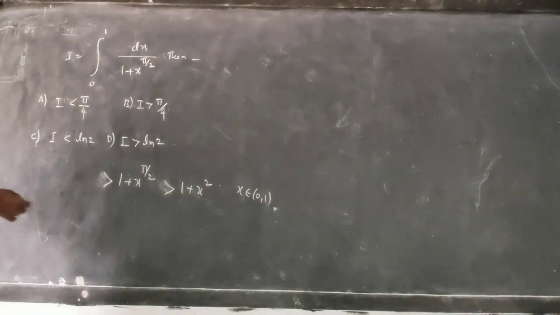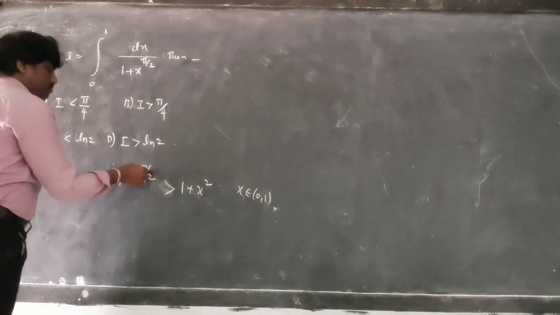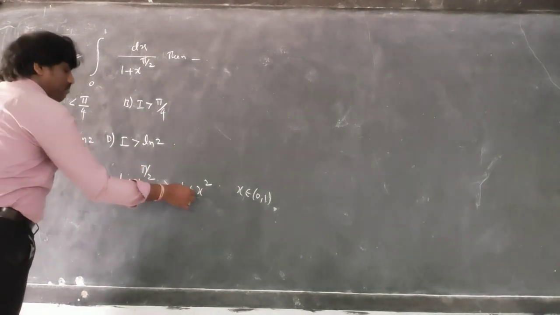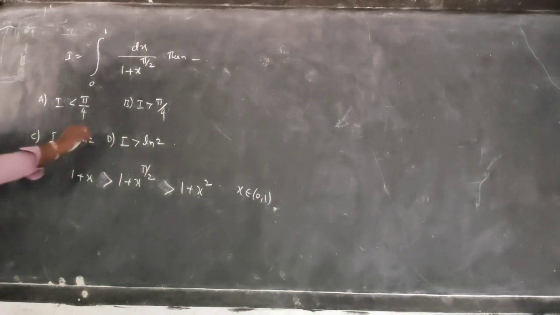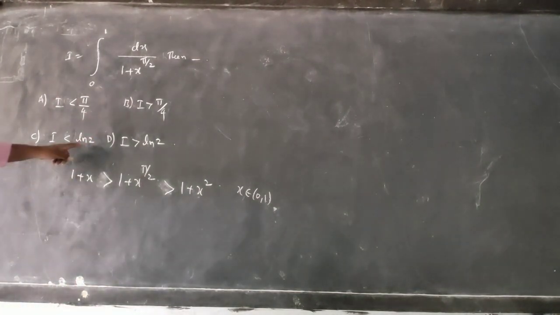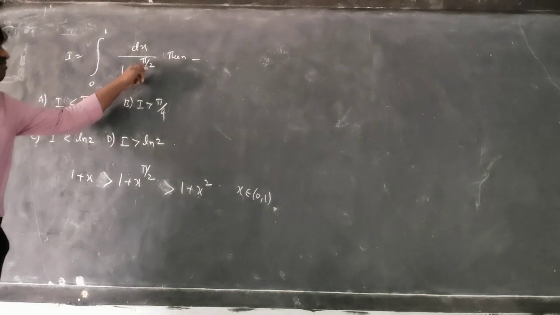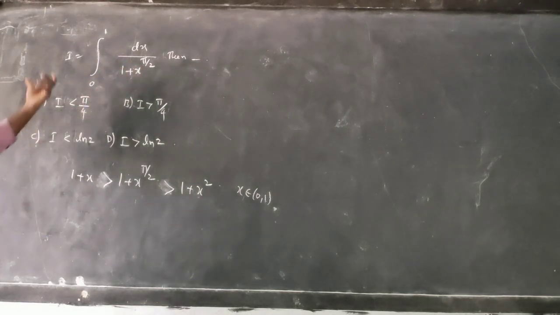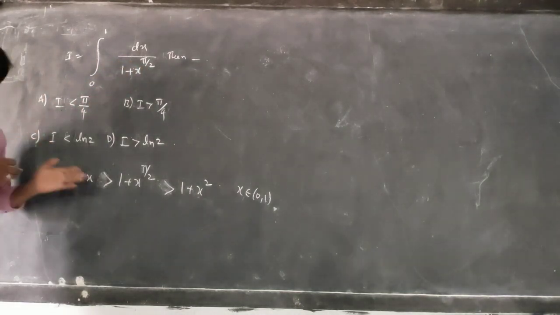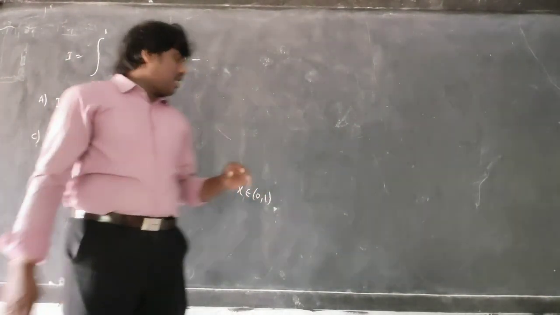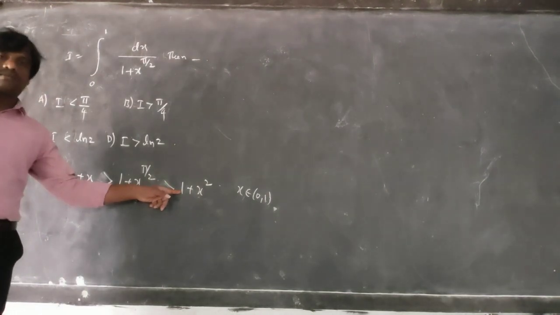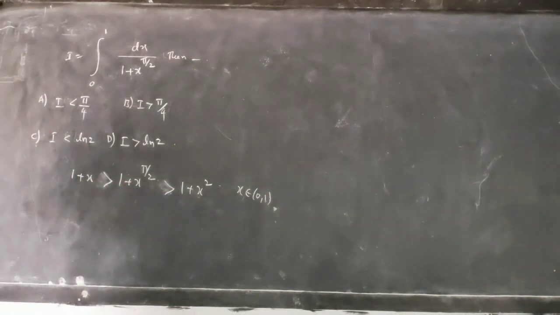So here 1 plus x power pi by 2 is greater than 1 plus x square. And one more I can write as 1 plus x, because one more is there in log. Log is possible when the degree is 1. So I have taken the functions on either side: one side is 1 plus x square, the other side is 1 plus x.